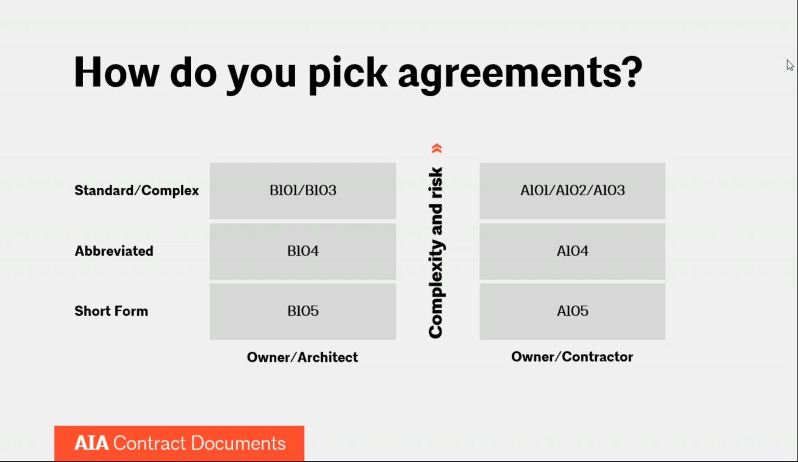Likewise, the short-form agreement, the B105, not to be confused with an abbreviated agreement, docks directly with the A105 owner-contractor agreement. Those all go together, and the A104 and the A105 have the general conditions built right into them, so you don't need the A201 general conditions with those sets of documents. That may play a role in which document you pick.